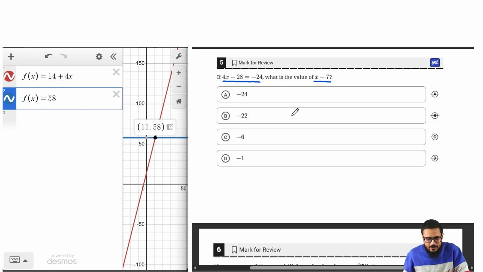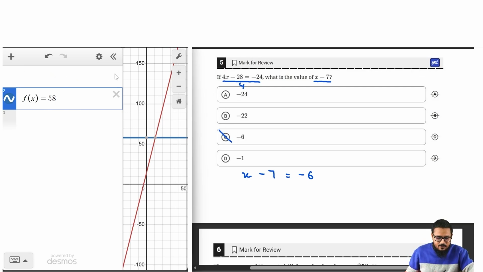So let's say I'm putting a 4 right at the bottom. So 4x divided by 4 would come out as x, and 28 divided by 4 would be 7, and minus 24 divided by 4 would be minus 6. So x minus 7 comes out as minus 6.